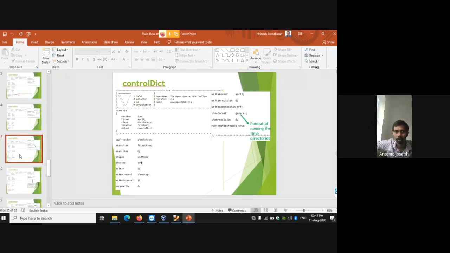Then format. The format is given as general, for naming the time directories. If the time step for writing is 0.1, then the time directory names will start from 0, which we now have in our case file. Then the next one will be a folder named 0.1, another will be 0.2, then 0.3, 0.4, etc. If the time interval is 1, the folder names will be 0, 1, 2, 3, etc. And if we are giving a write interval as 10, then the names of the folders will be 0, 10, 20, etc.